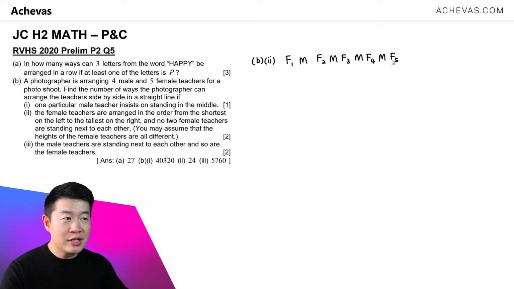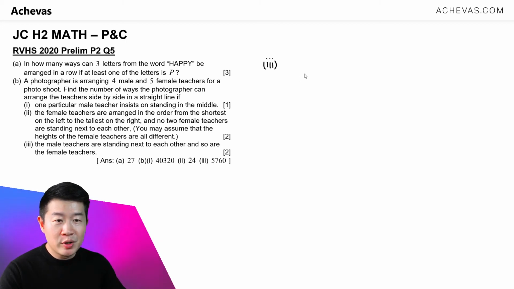So the female teachers' positions are fixed, only the male teachers can be permutating, and there are 4 possible positions for the male teachers to be permutating. That is why for part 2, my answer is simply going to be 4 factorial. So this is equal to 24.